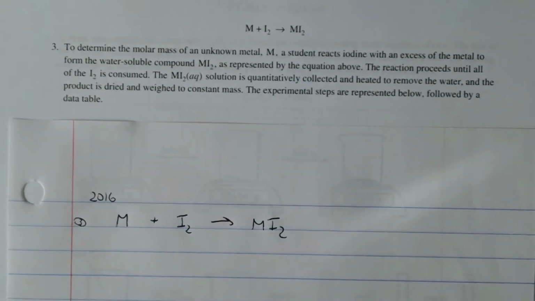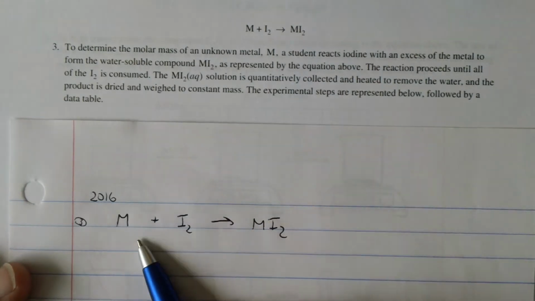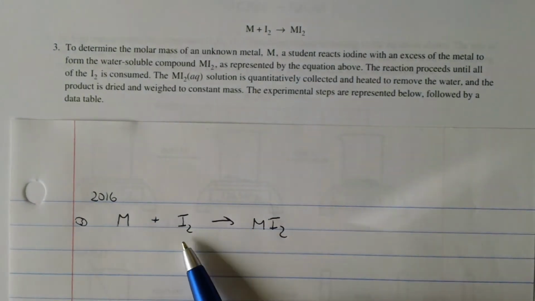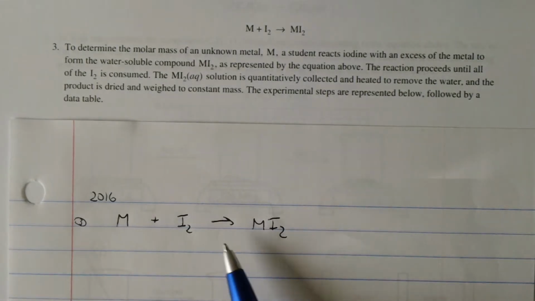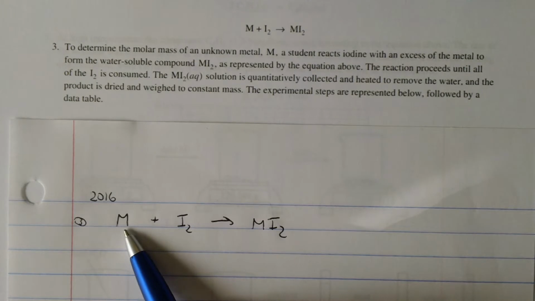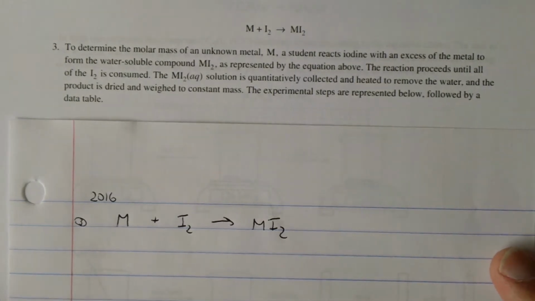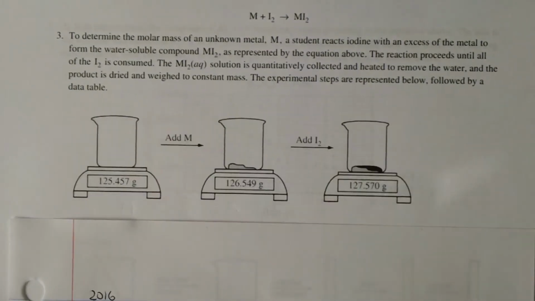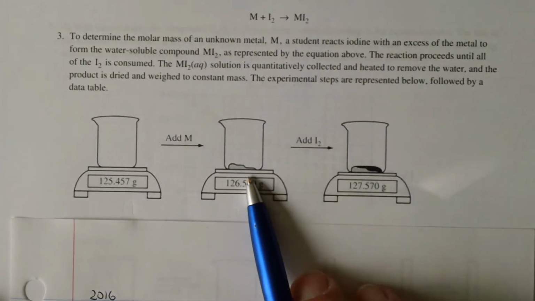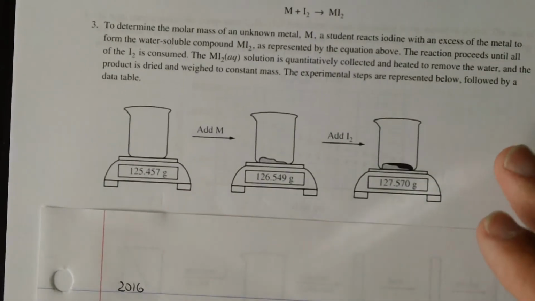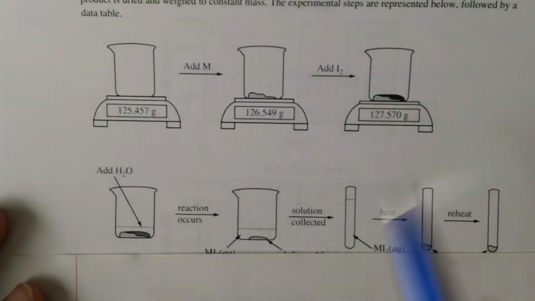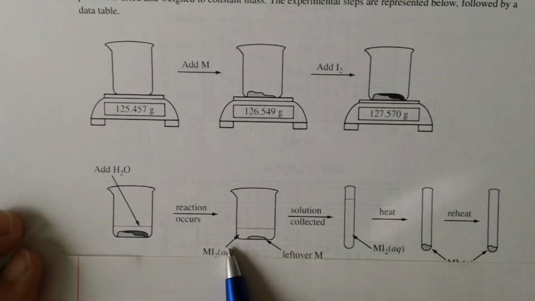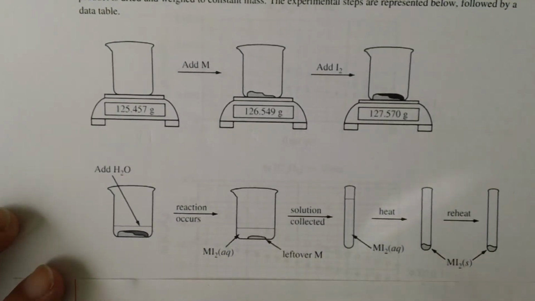So we got some M. We're mixing some I with it. When you put it in water, those two react and form this MI2, except there's some excess metal that's sitting around at the end. That's what it says. And then it gives you all these experimental steps. Nothing in the beaker, you added the metal, you added the iodine, you added the water, stirred this guy around. The MI reacts and forms an aqueous solution, so it's in solution, and then you got excess leftover metal.